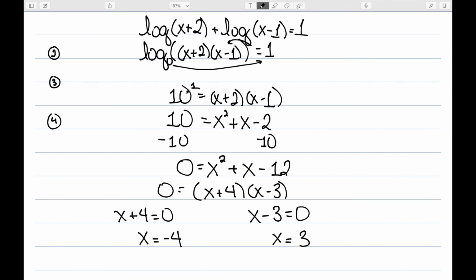So let's check our solutions. If I stick in negative 4, I would have log of negative 2, which is not allowed. I cannot take the logarithm of a negative number. If I stick in 3, I would have log of 5. That's fine. And log of 2, that's fine. So my only solution is x equal to 3.